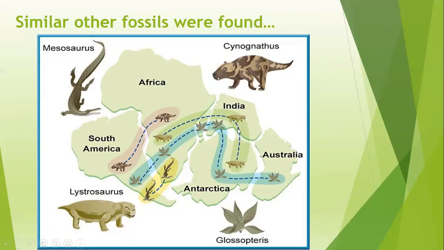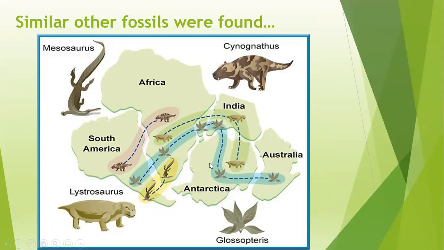And at the same place he found that the fossil of this creature was found in the same pattern. Same thing with Glossopteris, which I already discussed. South America, Africa, India, Antarctica. It was found in all the continents. So this was one evidence that he found.